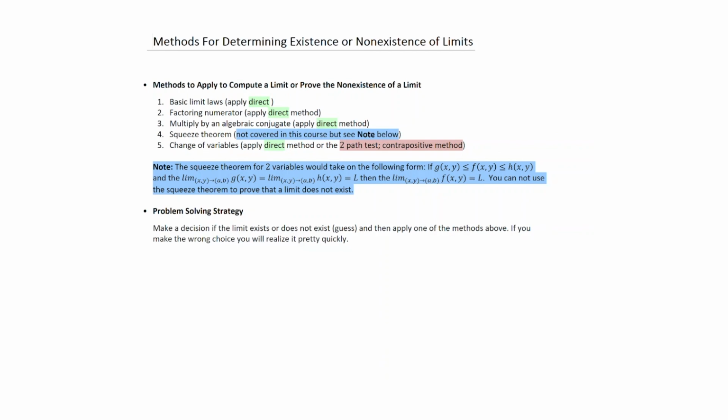So what's the general problem-solving strategy then? It is to make a decision whether the limit exists or does not exist, which means you take a guess, and then apply one of the methods above. If you make the wrong choice, you will realize it pretty quickly. All right, so that more or less concludes Lecture 2A, and thank you for listening.